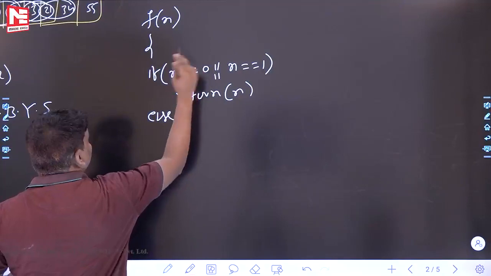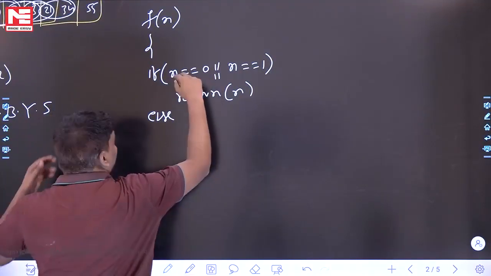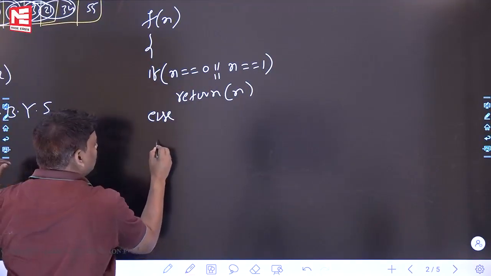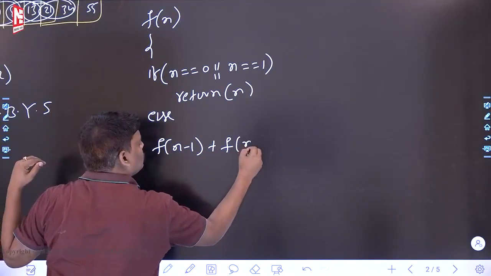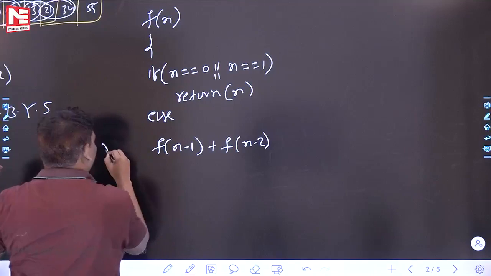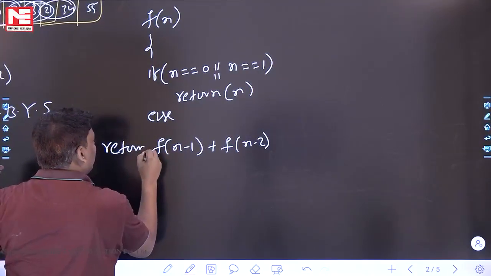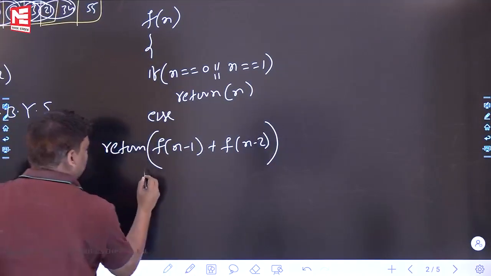What is the meaning? Suppose it is fail. What is the meaning? I think not termination. Other than that, what is the answer? Other than this, everyone knows: Fibonacci of n minus 1 plus Fibonacci of n minus 2. Right? Return. After getting both the things, add both of them, you will get the final answer. Return it.